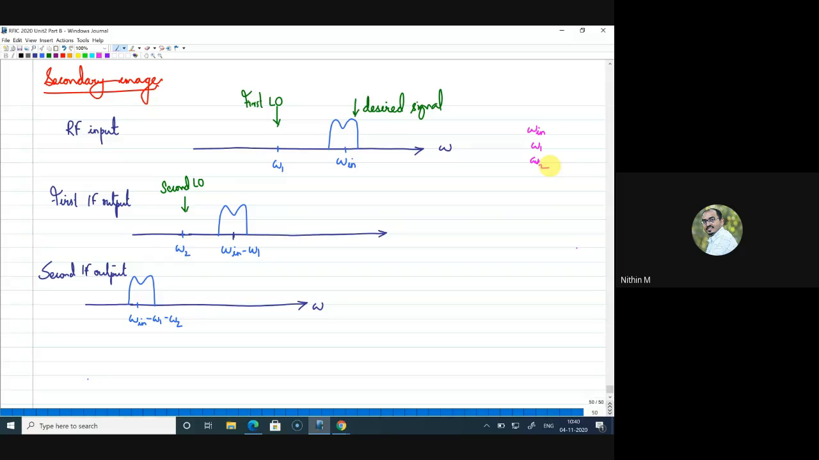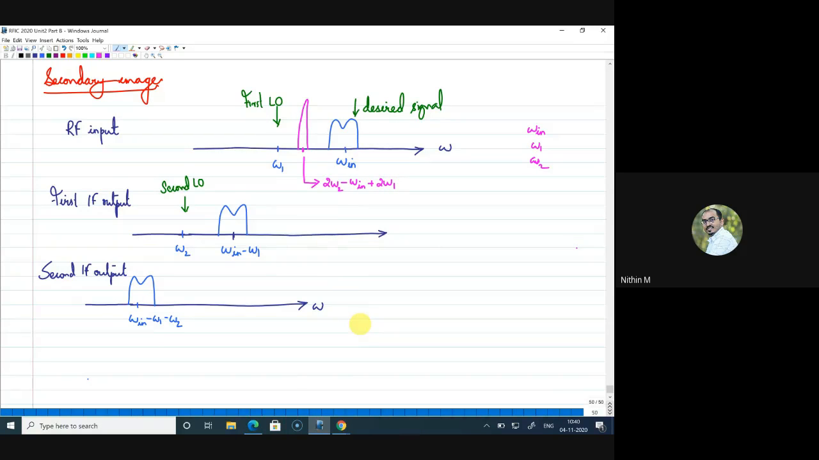Now I am considering a frequency. I am assuming that whenever an RF input comes in, it will be a band. Now I am looking at a frequency which is somewhere in between omega in and omega 1, right? If I have a component here having a frequency lesser than omega in and greater than omega 1, let me mark this frequency as 2 omega 2 minus omega in plus 2 omega 1. This is the frequency I am taking.